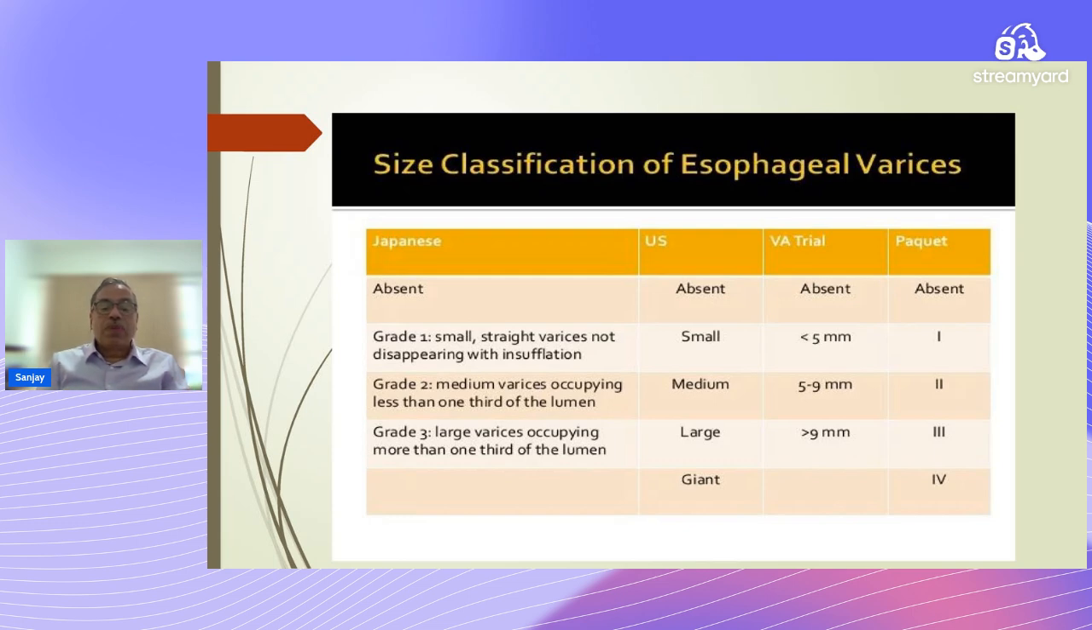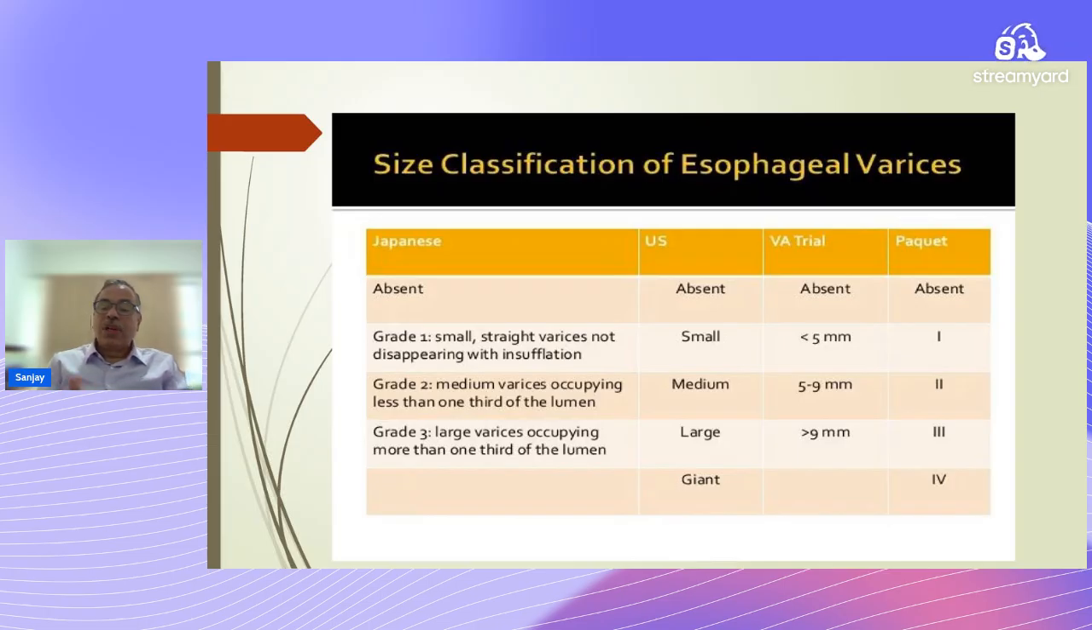Grade one would be small straight varices, which do not disappear with insufflation. Grade 2 would be medium varices, which occupy less than one third of the lumen of the esophagus. And grade 3 are large varices, which are occupying more than one third of the lumen of the esophagus. So that would be grade 1, 2, and 3 according to Japanese.